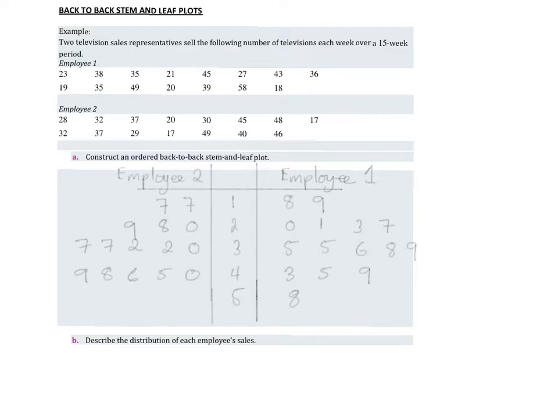The last thing we need to do is put our key in. Now, we only need 1 key for the whole back-to-back stem and leaf plot. So I could use any of those numbers there, it wouldn't matter. So let's just use the last one, 5|8. And what is that standing for? That is standing for 58 what? 58 employees.